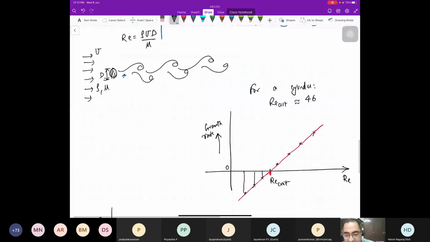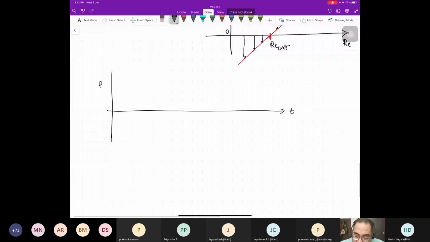Now, I can plot the pressure. Initially, I'm looking at fluctuations in pressure, not the absolute pressure. Absolute pressure also I can plot, but I'll look at fluctuations in pressure from the mean. So the pressure will start from 0. Initially there'll be no fluctuations because there's hardly any detectable thing. And as I keep increasing the speed, and then I hold the speed at a certain value, you will start seeing that these fluctuations will increase.